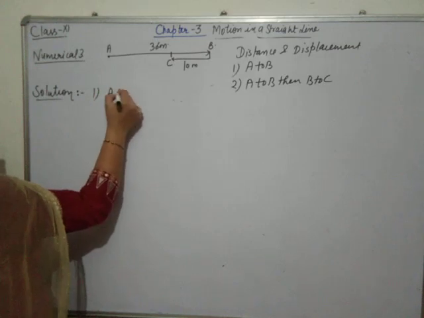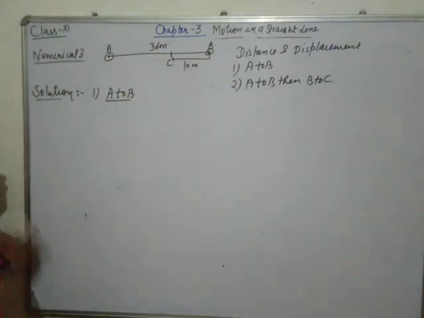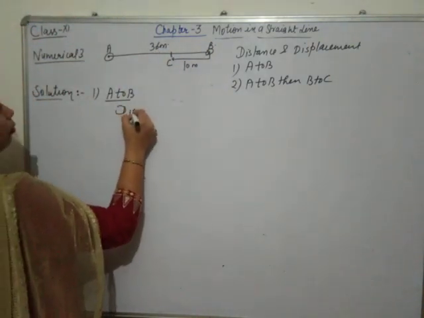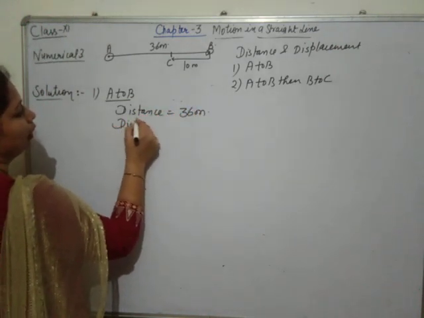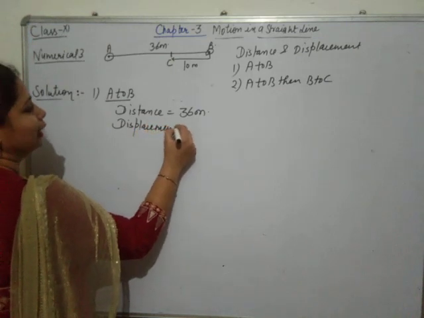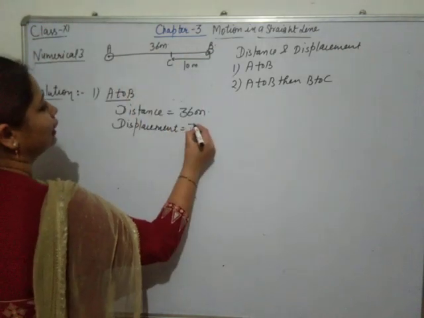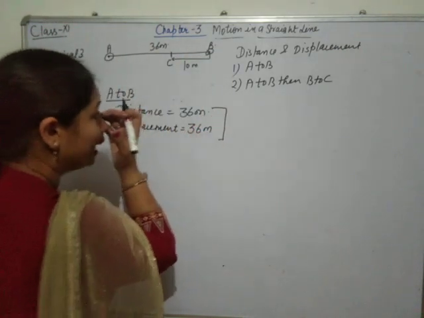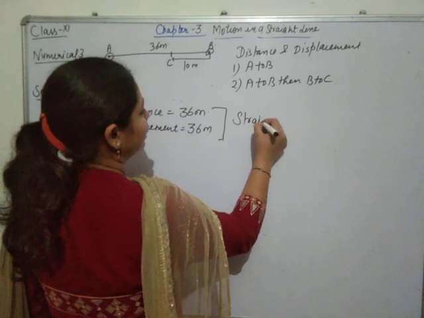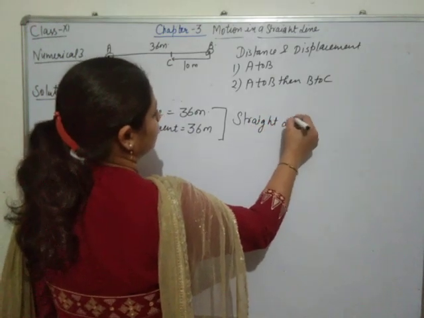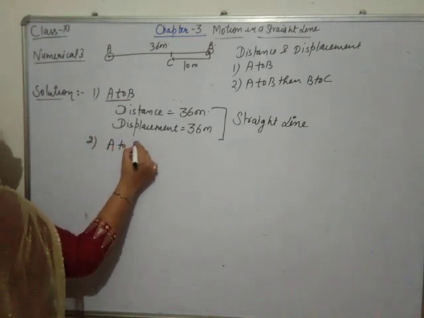Now first case we are taking A to B. From A starting to B final, distance is equal to 36 meter. What about displacement? Displacement is what? As per the definition, it is a straight line from initial to final straight line. It is again 36 meter. So, in the case where the body is moving along a straight line, distance and displacement are equal. Okay. Now, what about second case, from A to B, then B to C?